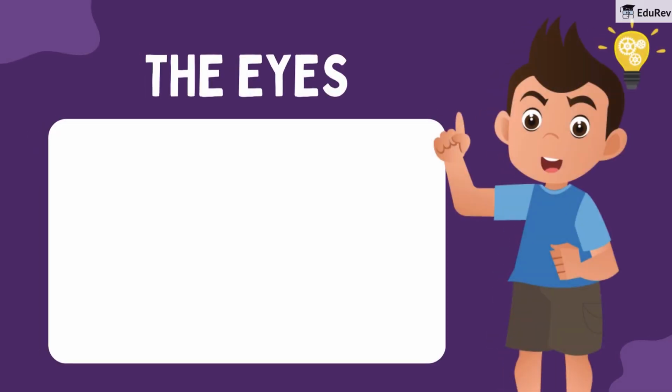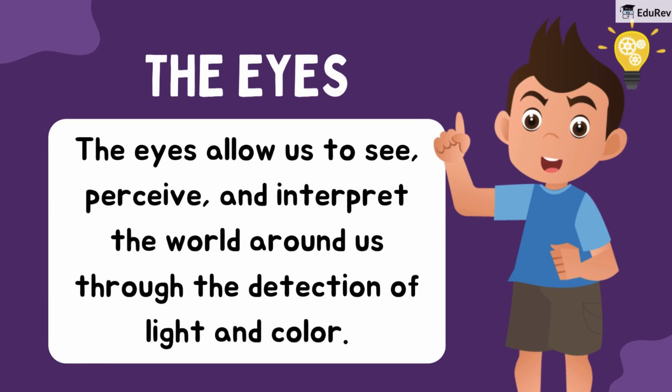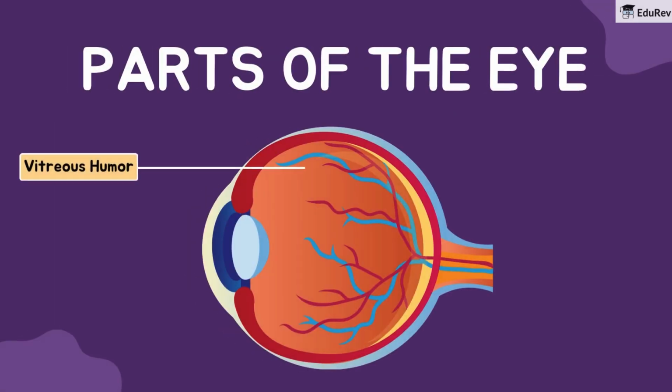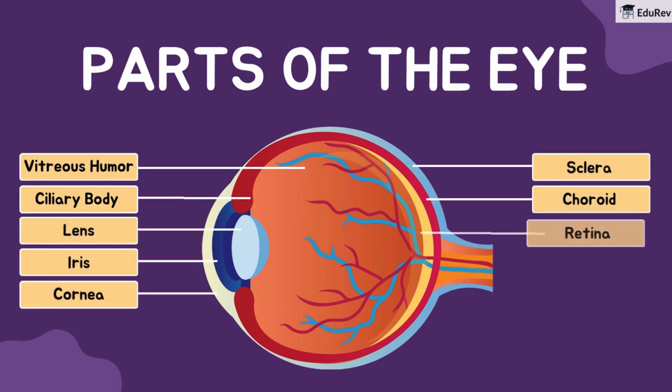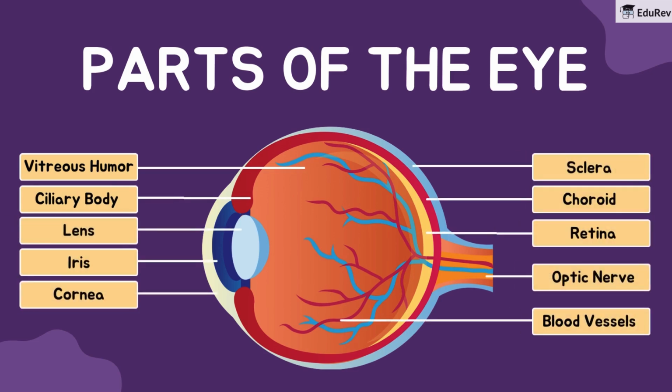The eyes. The eyes allow us to see, perceive, and interpret the world around us through the detection of light and color. Parts of the eye: vitreous humor, ciliary body, lens, iris, cornea, sclera, choroid, retina, optic nerve, blood vessels.